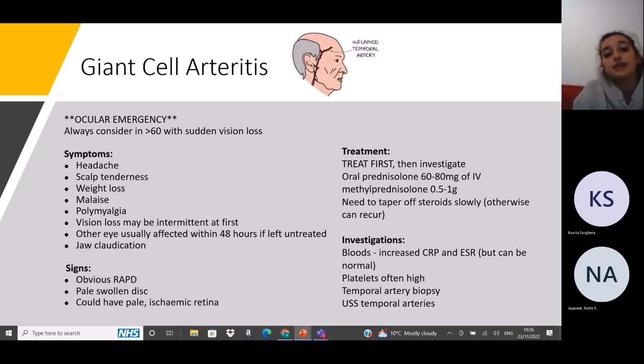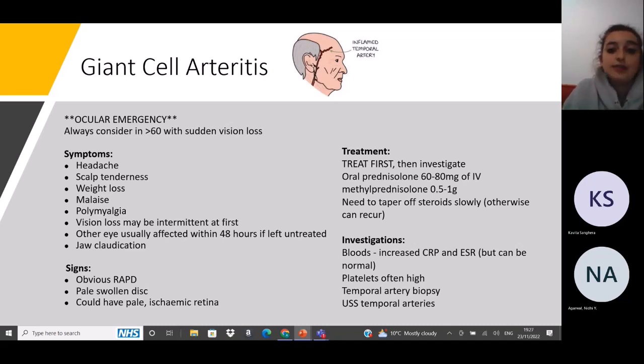You should always consider it in anyone over 60 with sudden visual loss, especially if they had a headache. The symptoms are this headache, they're particularly tender around the scalp, particularly around the temporal arteries. They might have some weight loss, some malaise. It's very linked to polymyalgia rheumatica, so they may well have aching, like in this case, aching in her shoulders, aching in her neck.